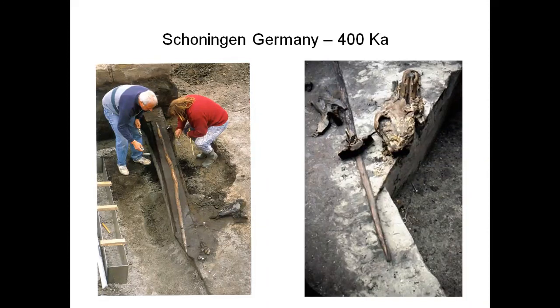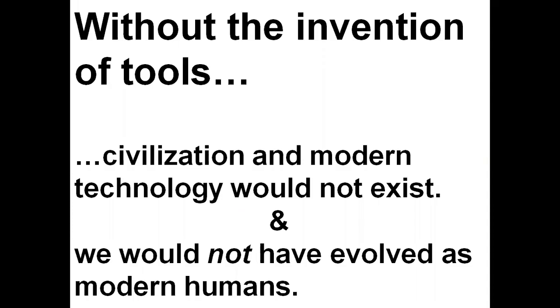species, we don't know. So you can see that in very rare cases, wooden tools get preserved, but something that is millions of years old will probably not get preserved. For organic material to be preserved, it has to be underwater for a long time. So I want to highlight that without the invention of tools, civilization and modern technology would not exist, and we would not have evolved as Homo sapiens. Tool use was fundamental to cognition, adaptations, survival, dispersals, and evolution.